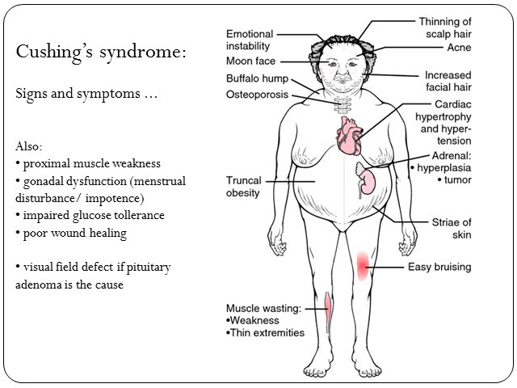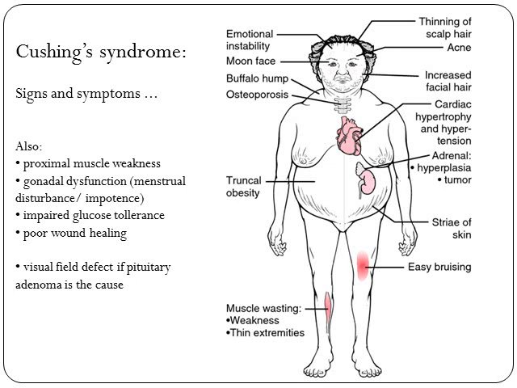So the features of Cushing's syndrome. You've got the classic abdominal obesity. You get easy bruising of the skin, poor healing of any scratches and wounds. You get proximal muscle wasting, and the truncal obesity with the skinny arms and legs.